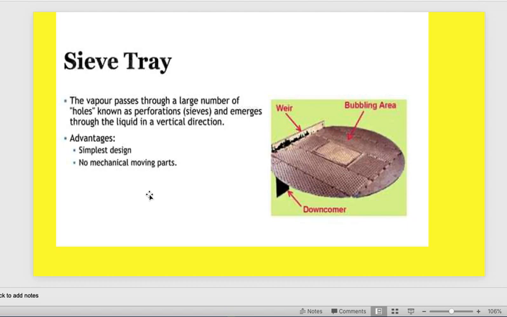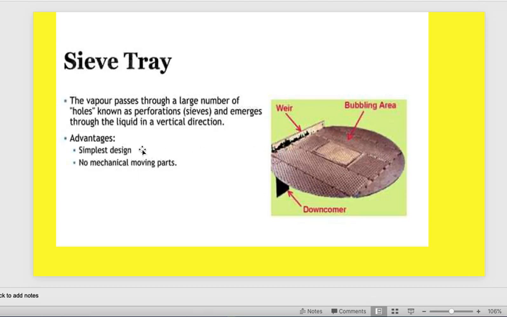For type number one, which is the sieve tray, the cheapest one, the vapor passes through a large number of holes. This means that the sieve tray works with multiple holes here. It's only circular holes, so the vapor can pass easily upward without resistance. This is the sieve tray, okay? And here is the weir, and here is the liquid downcomer. I think the photo is clear.